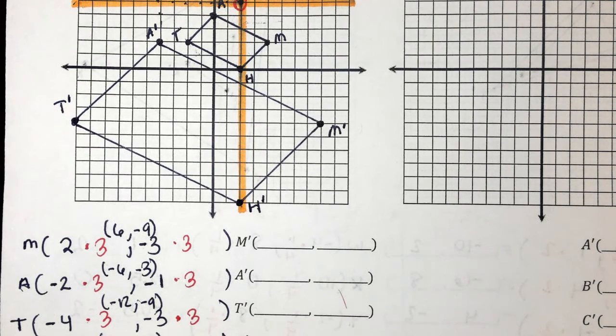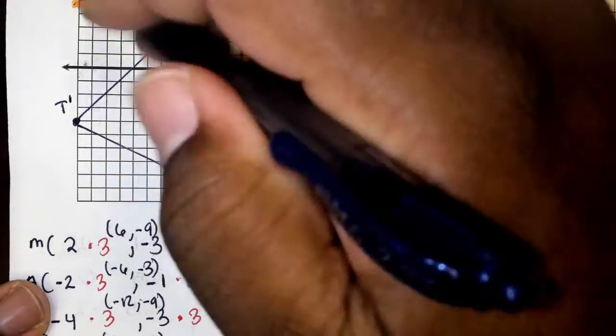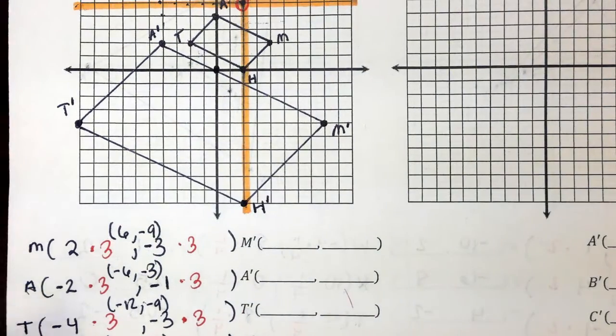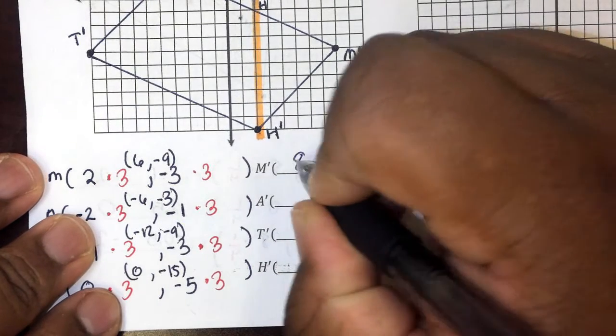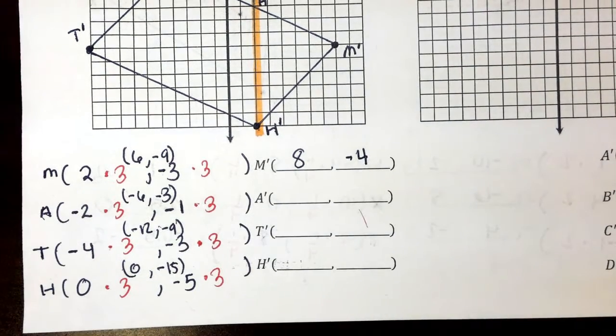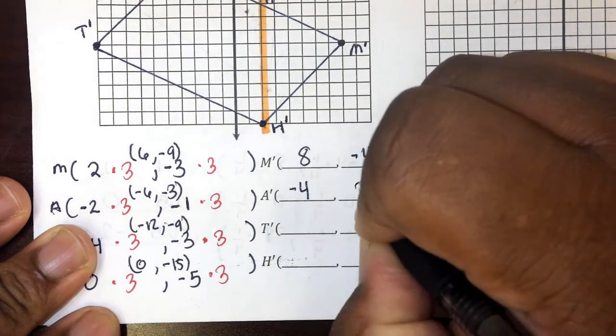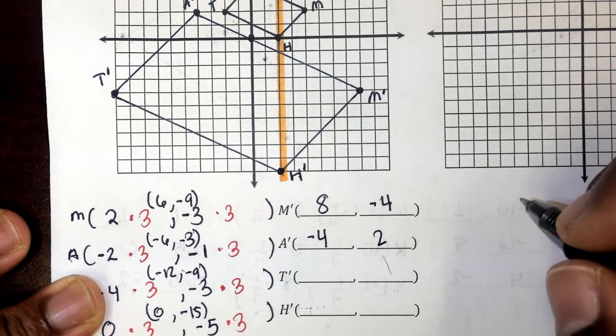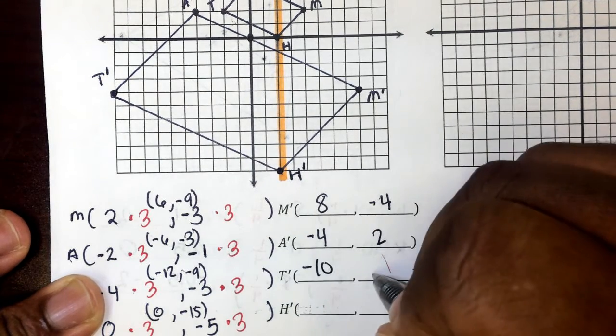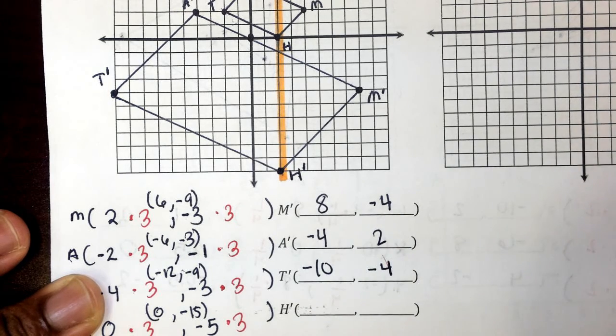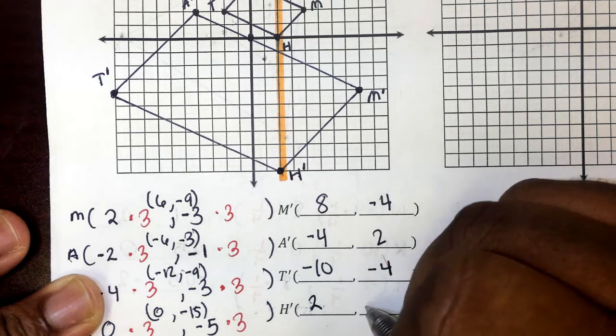Alright, so once you get that image graphed, now the last thing you want to do is tell me my actual points. So where's my actual M, and you're doing that from the origin, the original origin, 0, 0. So you count the actual points from there. Where's M prime? 8, negative 4. A prime. Negative 4, 2. T prime. Negative 10, negative 4. And the last one, H prime. 2, negative 10.